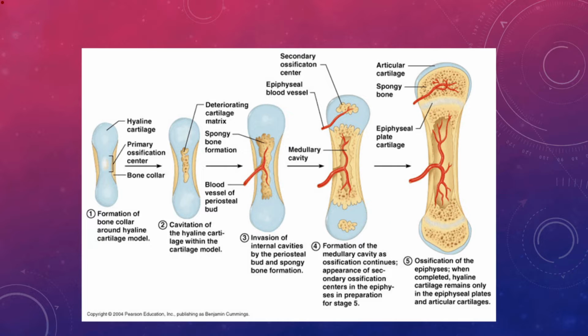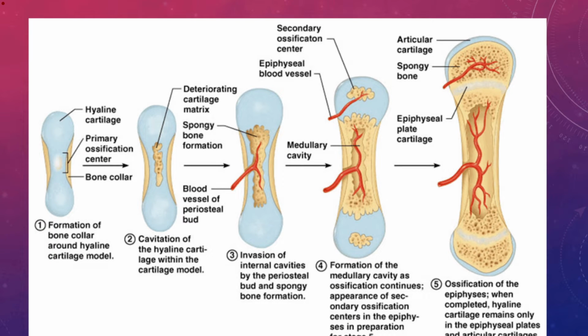Okay. So here's my cartilage form, if you will, and I start to get this bony collar on the outside. And then the inside, I start to have some calcification and cavitation happening. So I'm starting to create a space in the middle and lay down some bone in the middle. And then here's my periosteal bud that infiltrates that inner portion. And you can see all of this middle part becomes bony.